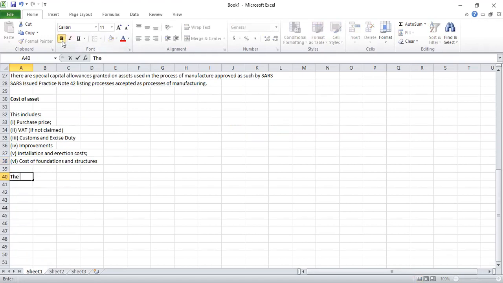The cost excludes the following. VAT that was claimed. So if you claimed input VAT when you acquired the asset, you cannot include that VAT in the cost of your asset. Finance charges. Like in accounting, I think we know that sometimes we include borrowing costs that you incur to borrow funds that you are going to use to buy the asset. So SARS will not. Training costs are an expense. If you are training your employees to use an asset, they will not be part of the cost of the asset. If you have got any cost of training the employees, they will be regarded as a normal expense, not the cost of an asset.